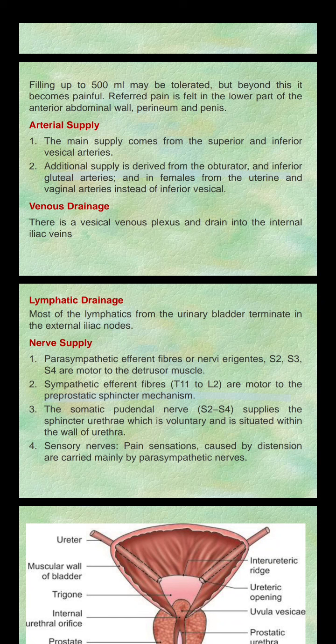Then the sympathetic efferent fibers arise from T11 to L2 and they are motor to the prostatic sphincter. The somatic pudendal nerves S2 to S4 supply the sphincter urethrae, which is voluntary and is situated within the wall of the urethra. Sensory nerves: pain sensations caused by distension are carried mainly by the parasympathetic nerves. So what is this motor to the detrusor muscle and all these things?